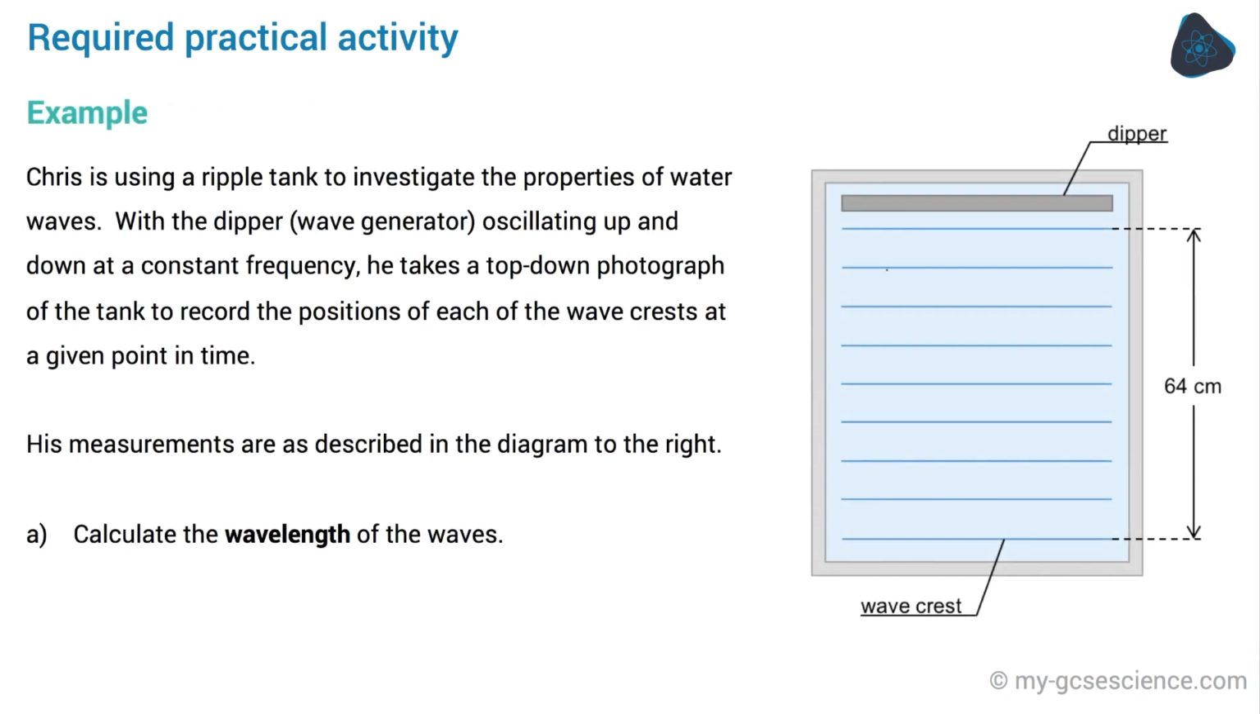For part A, we know that the wavelength is equal to the distance from one crest to the crest beside it. We can see that there are 8 wavelengths in a distance of 64 centimeters, so the wavelength is just 64 divided by 8 to give an answer of 8 centimeters, or 0.08 meters.